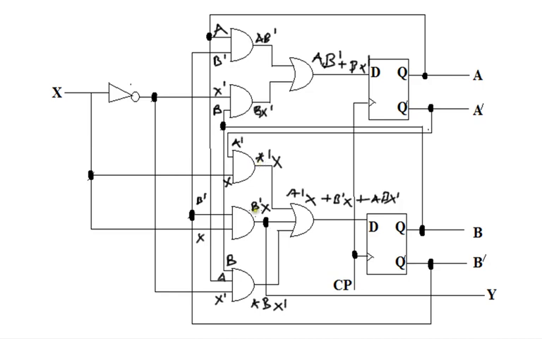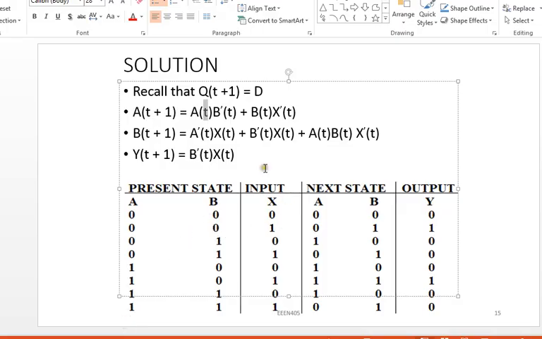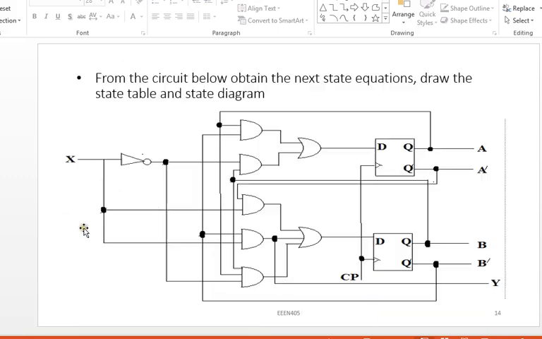If you combine this and this passing through the OR gate, you add all of them to give us A prime B plus A prime X plus B prime X plus AB X prime. And this is exactly what I have here. So I obtain my two state equations. But going back to our diagram here, you can see that I have an external output, and this external output is taking its source from here.